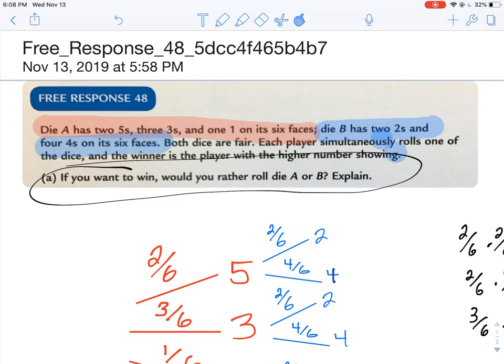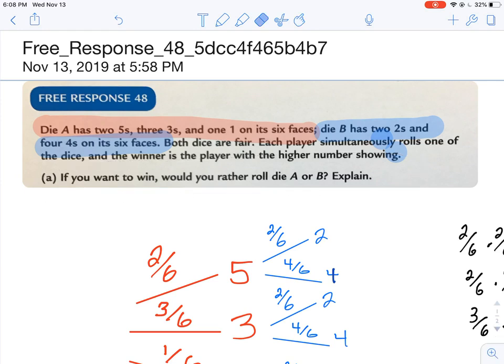Alright, I'm going to go over Barron's free response question 48 here. We started talking about it a little bit in class, or I gave you the opportunity to start in class, and I wanted to have the opportunity to share the solution with you, because I have a few questions. You'll notice that I highlight the important things I need to know here.